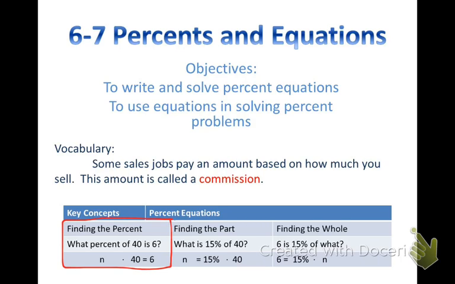It says what percent? This means I don't know what it is, so it's a variable. Don't care what variable you use. Do not use I or O. That's about the only thing I don't want you to use. And then of means multiply. And then is means equal. And then 6 is 6.